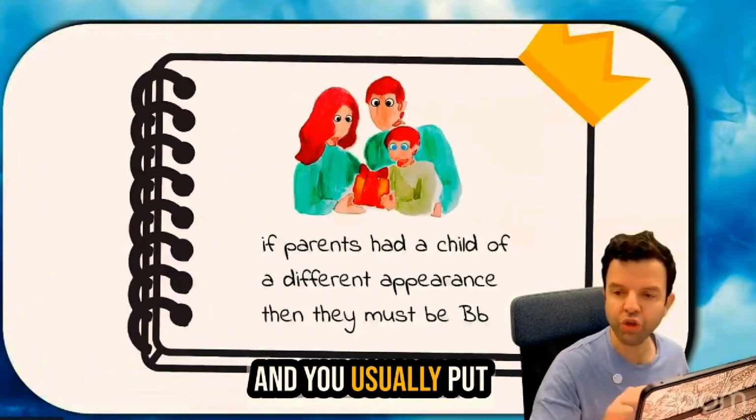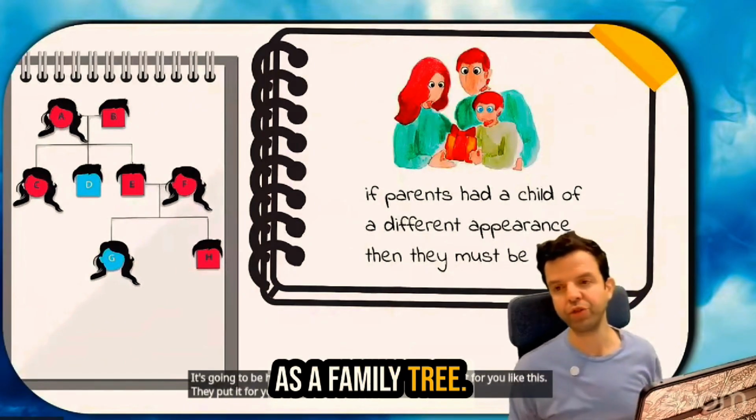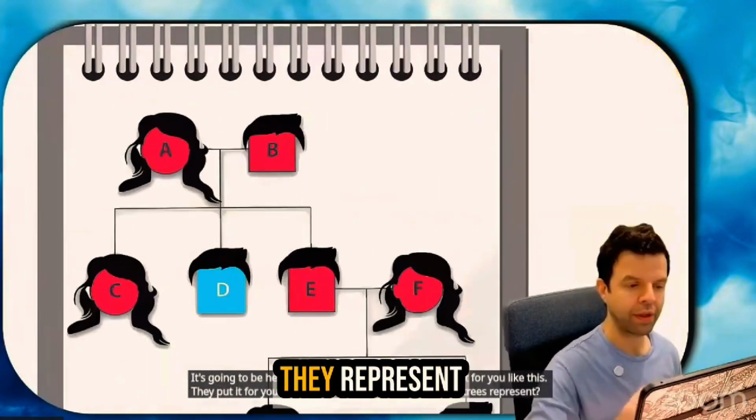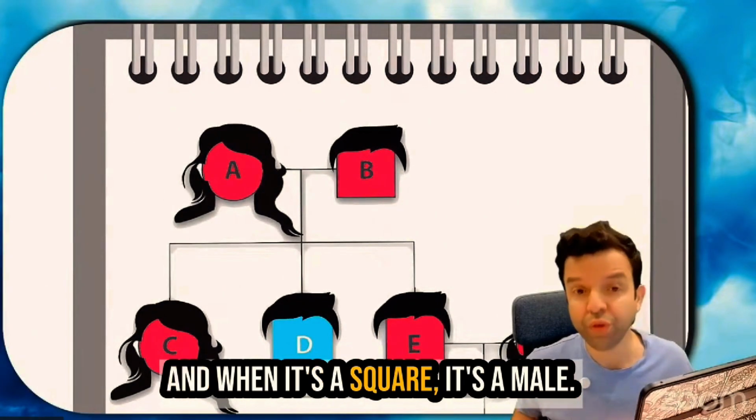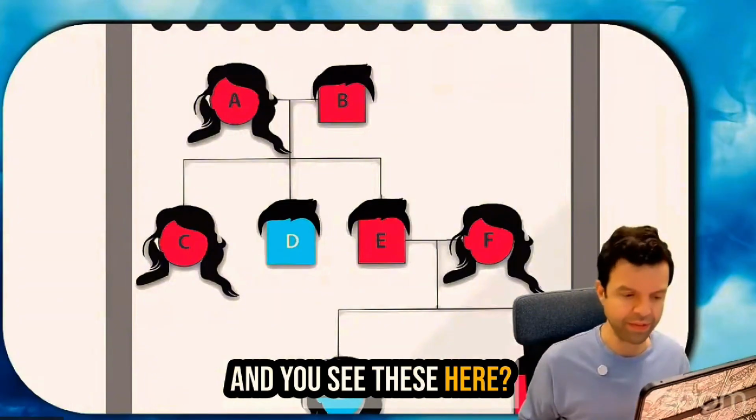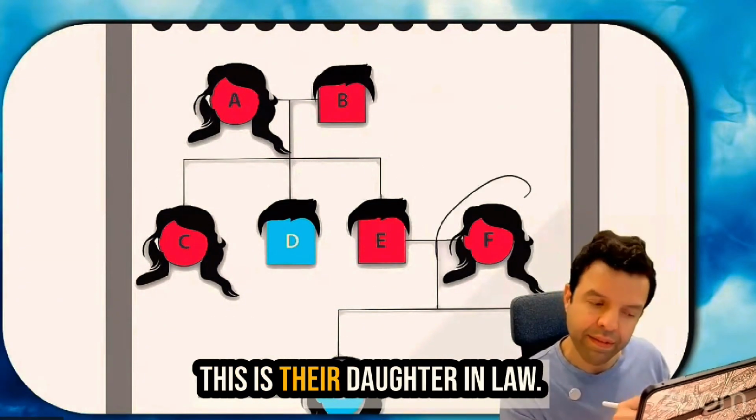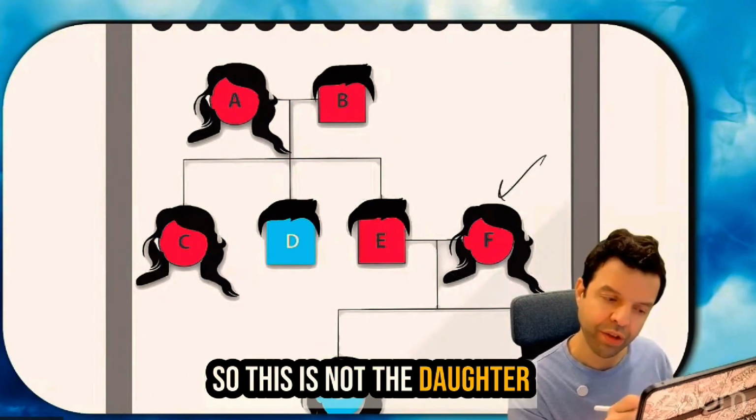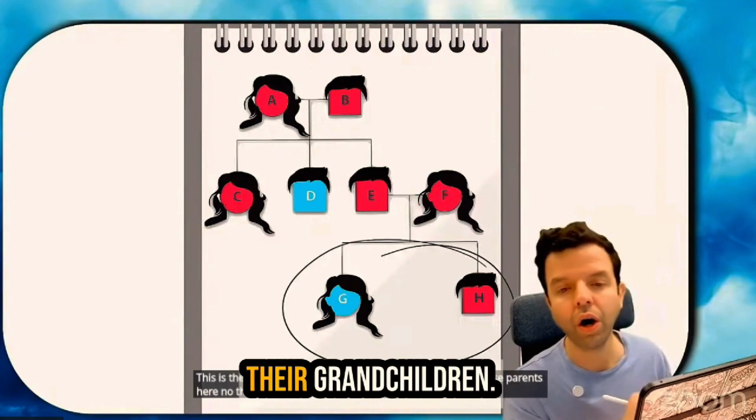And you usually get it like this. They put it for you as a family tree. What do those family trees represent? They represent something like this. When it's a circle, it's a female. And when it's a square, it's a male. And you see these here? These are the children because they're connected to the parents. This is their daughter-in-law, so this is not the daughter of those parents. And these two are their grandchildren.